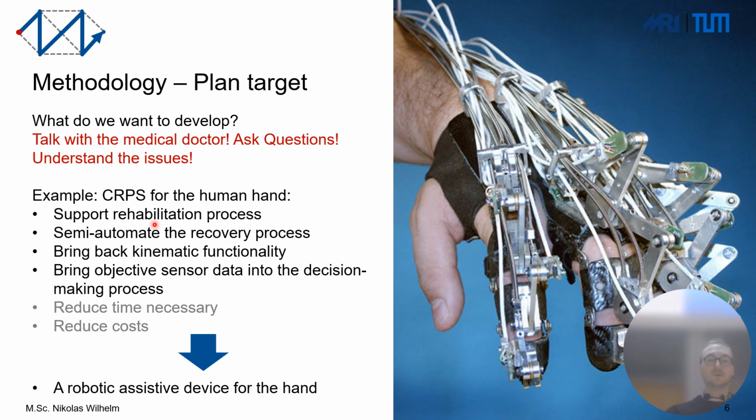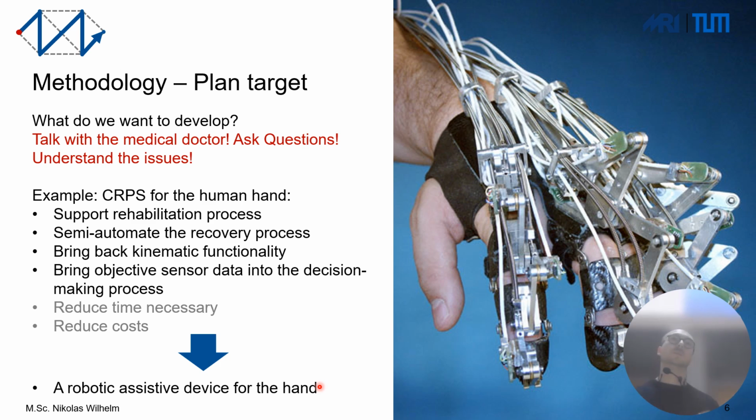So we want to support that rehabilitation process. We want to somehow semi-automate this recovery, and then finally bring back the full kinematic functionality of the human hand. One problem is that the stiffness of that hand tends to increase, so it's really difficult for the patient to keep moving that hand. So that's in the planning stage, and what we then agreed upon with the medical doctors is to actually finally try to design a robotic assistive device for the human hand. So that's what the goal of that planning phase was.